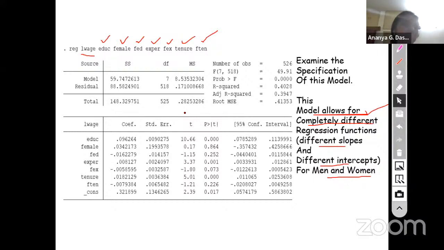And this allows you to do a Chow test. So that's the last thing I'll cover now. A Chow test is basically a test where you're doing a joint test of all the dummies, the intercept dummy and the slope dummies. So when you're multiplying female into education or female into experience or female into tenure, you are generating what are known as slope dummies. And this is called an intercept dummy. Female is just an intercept dummy, right?